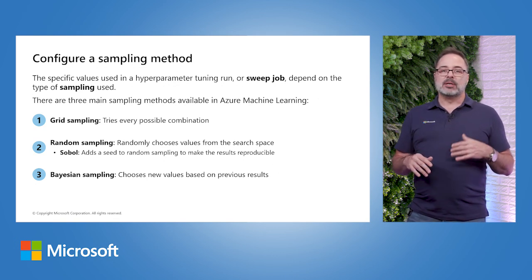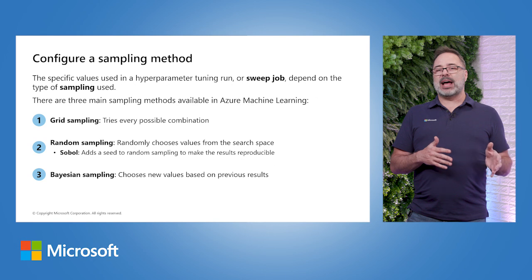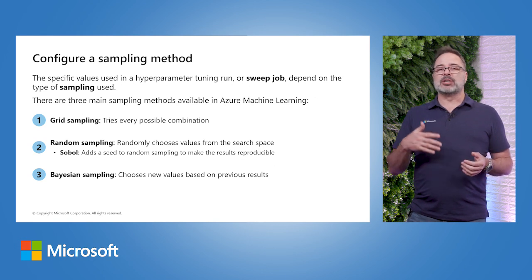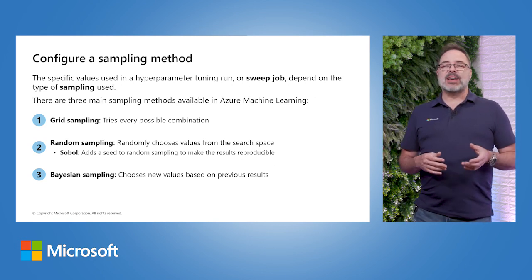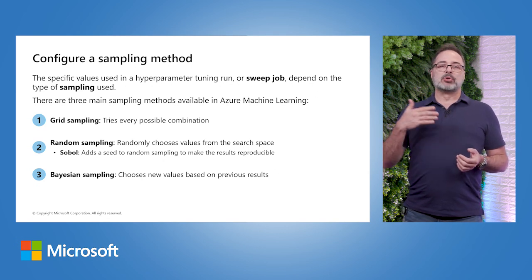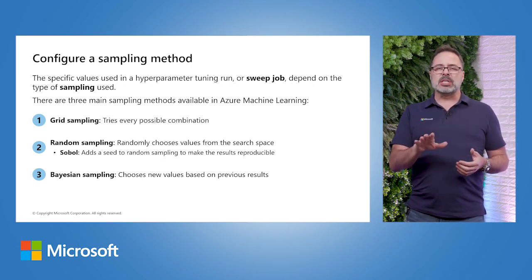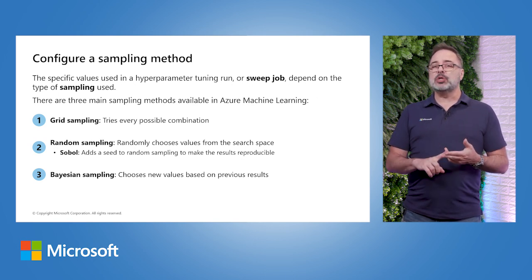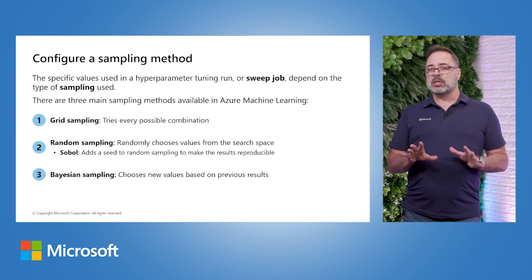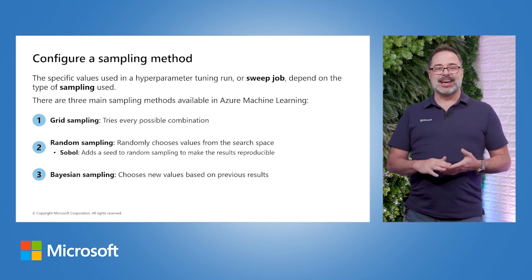The last method, Bayesian, is a sampling method that will choose hyperparameter values based on the Bayesian optimization algorithm. The idea is that it selects values that will result in improved performance based on the previous selections. This one can only be used with the choice, uniform, and Q-uniform parameter expressions, and it's not possible to use it with an early termination policy, which we're going to look at next.